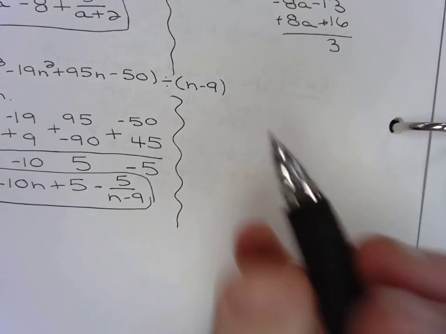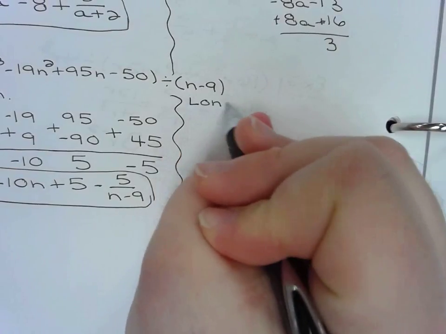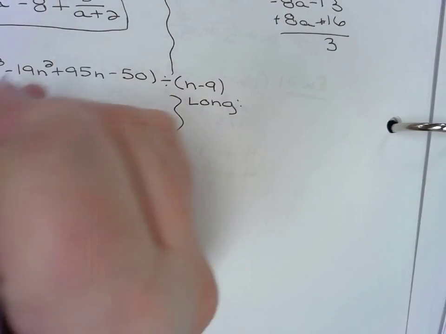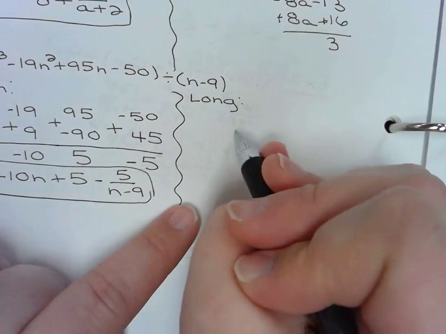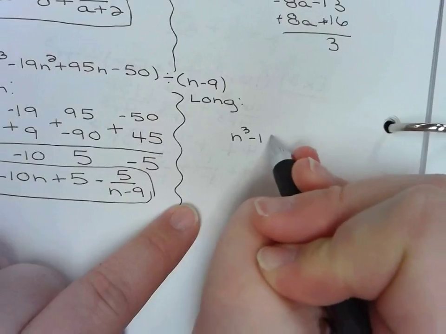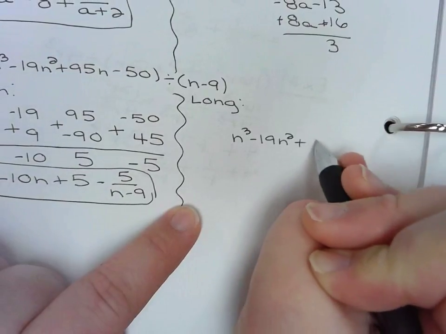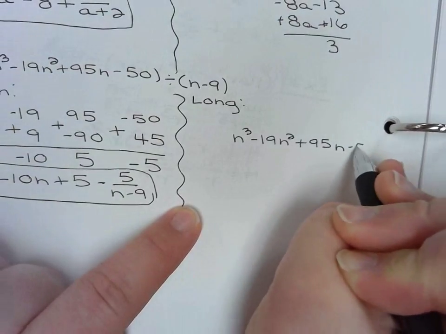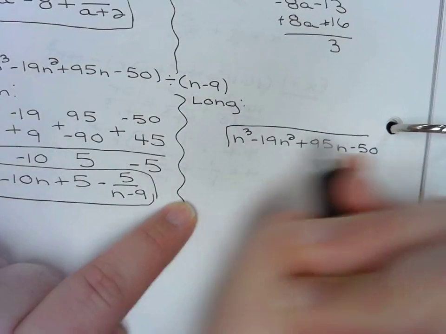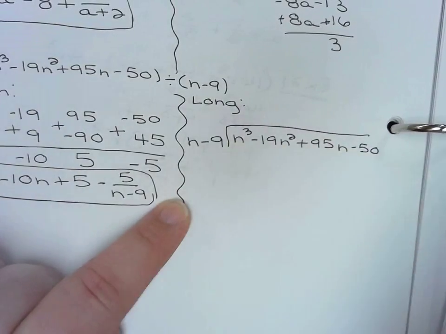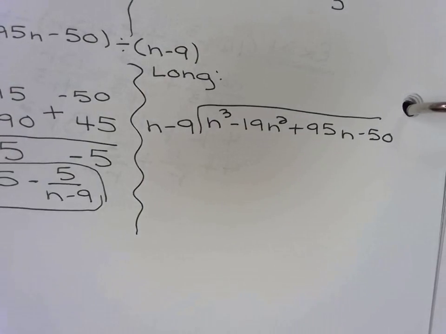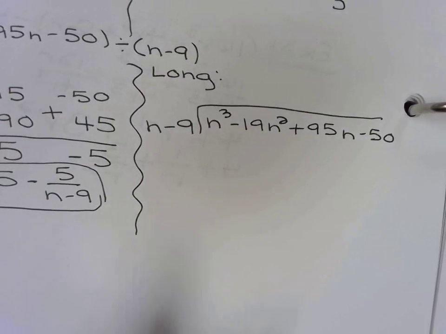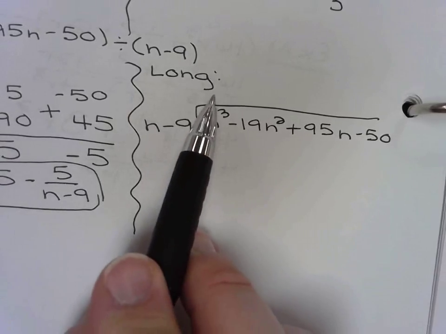You can choose whichever one. But let's go ahead and look at long division real quick. So long division, let's go ahead and write it out. So it is n cubed minus 19n squared plus 95n minus 50 divided by n minus 9. So it looks messier, but it's the same process you did division in like elementary school. So let's start finding this number.